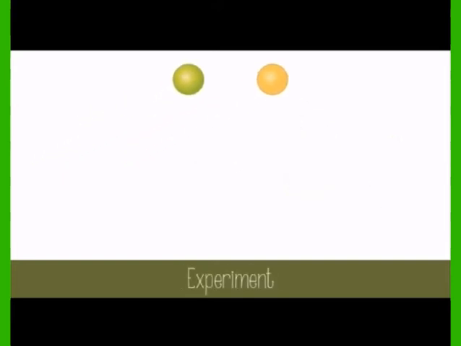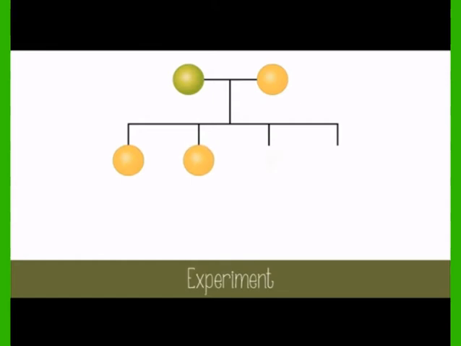Mendel crossed two purebred traits. We'll look at green versus yellow-colored peas. When the offspring grew, he found that all of the peas were yellow. He couldn't understand why the green trait disappeared. Why didn't the peas have a 50-50 chance of being green or yellow?